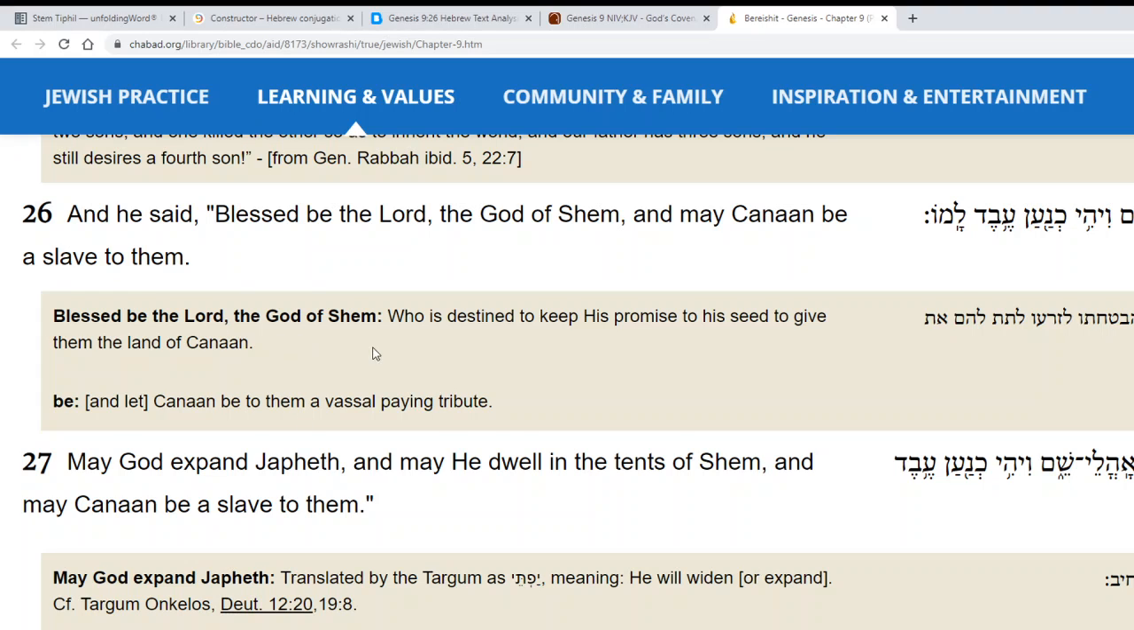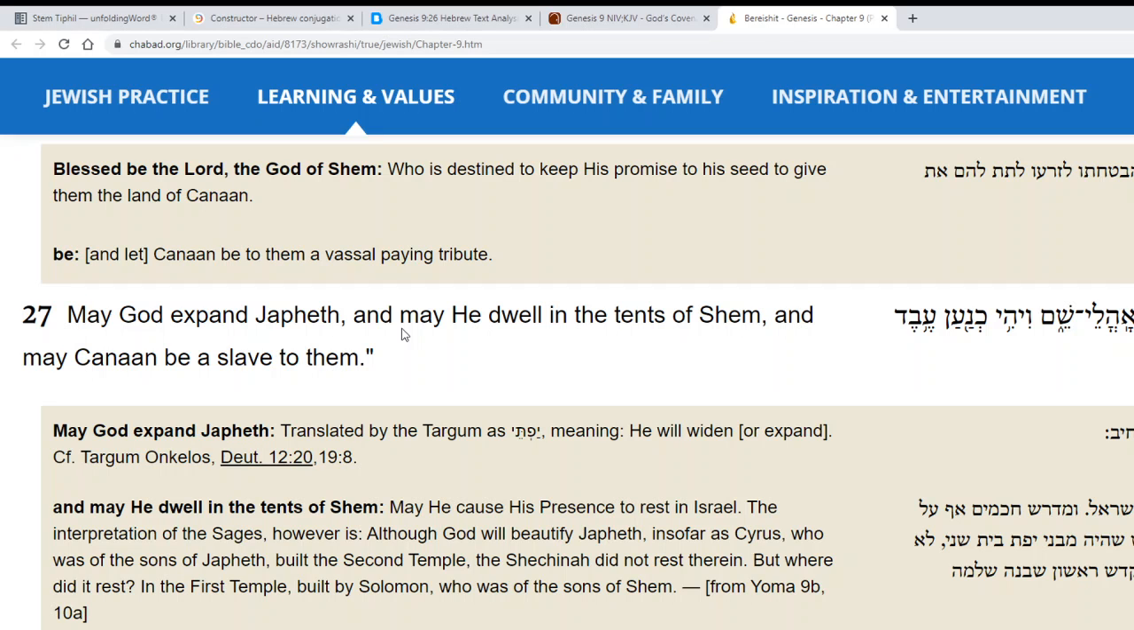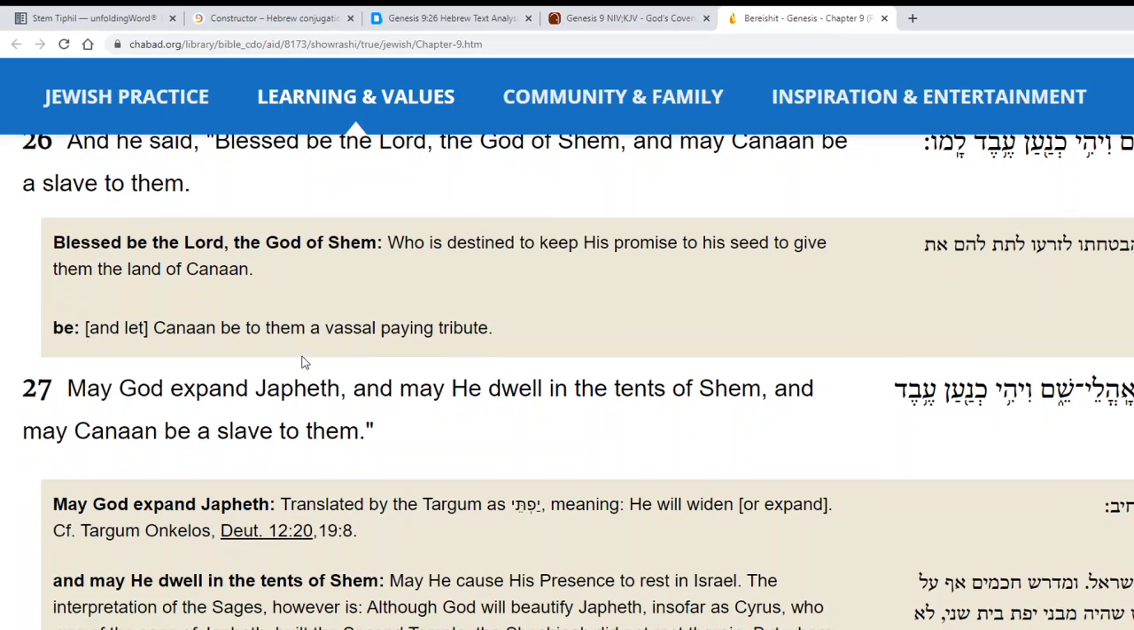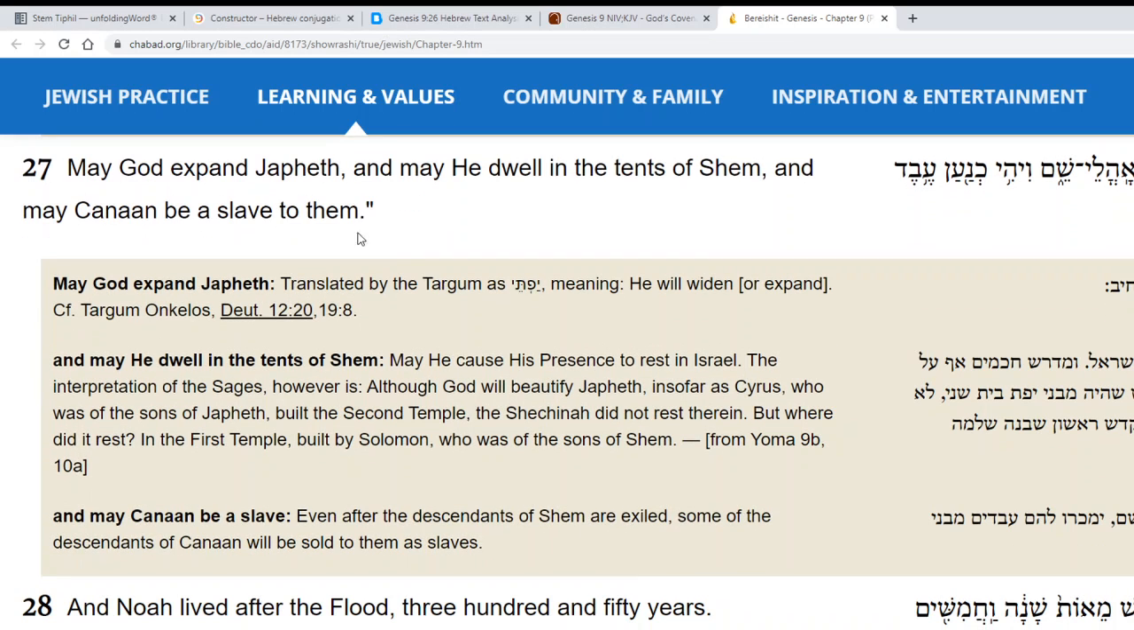Let's see what Rashi is saying. Blessed be the Lord God of Shem: He is destined to keep our promise to give them the land of Canaan. So he's saying that this is the blessing for why ultimately the children of Shem are going to get the land of Canaan, right? Vayehi Canaan eved lamo. So he's saying it is not literal slavery. It is that he has to pay as a vassal who pays tribute. Okay.